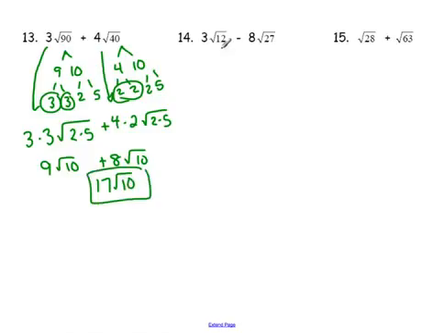For this guy, this is going to be 4 and 3. 4 breaks down into 2 and 2. So this will give me 3 times the 2 with a square root of 3 left over, or 6 times the square root of 3.